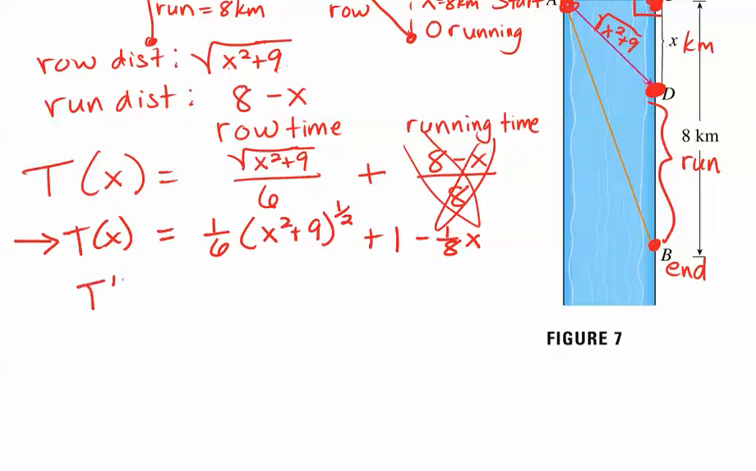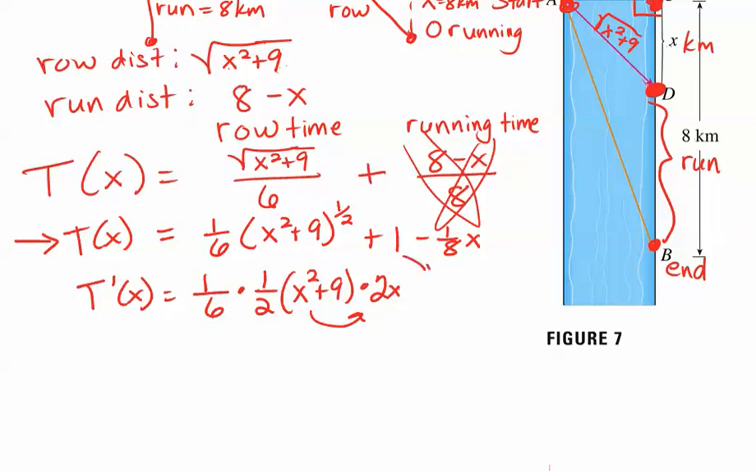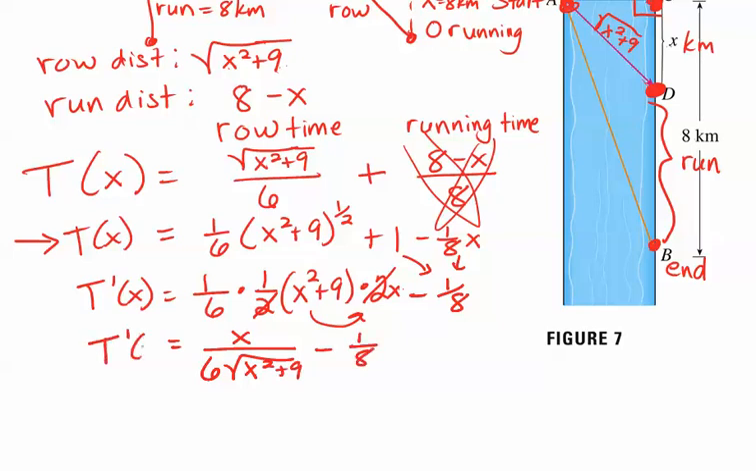Let's find our t prime. So we'll have the 1/6, and then we're going to do a power rule. Bring down the 1/2. And then don't forget that we've got a chain rule here. So we've got to do a 2x. And the derivative of 1 is 0. And the derivative of this term will be a negative 1/8. So this 2 can cancel with that 2. So we've got an x in the numerator of this term and a square root. So here is our derivative.